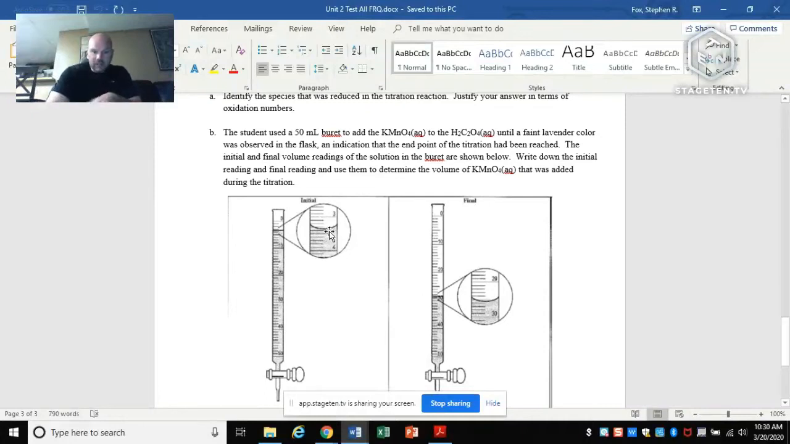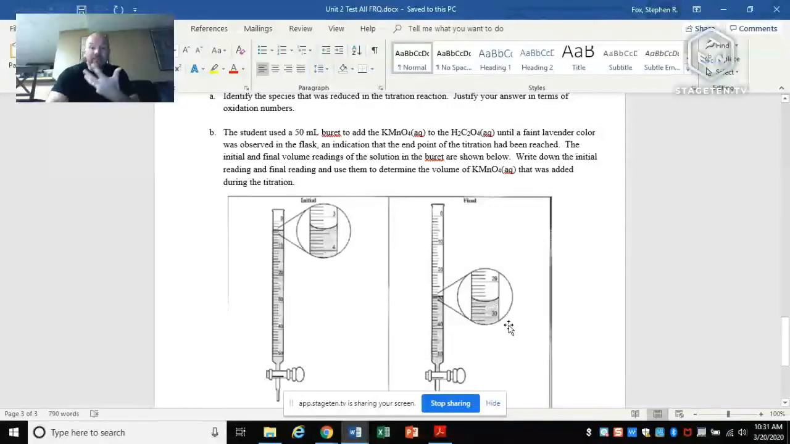So I would say 3.35 for me, and then I would go down here to my final reading. So that's 29, that's 30. So we're 29 point something. So 29.1, 29.2, 3, 4, 5. So we're in between 5 and 6. And it looks kind of halfway to me. So then I would say 29.55. So 29.55 would be my final reading.